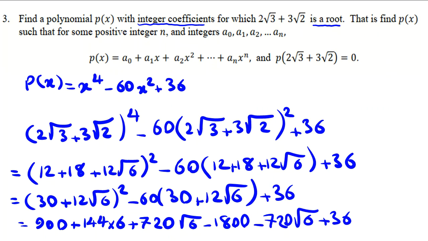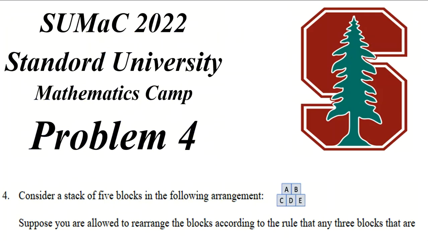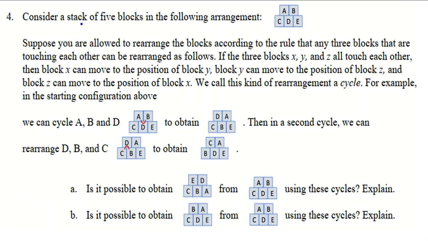Okay, let's go to problem number 4. Let me select this. It says: consider a stack of 5 blocks in the following arrangement: A, B, C, D, E. Suppose you are allowed to rearrange the blocks according to the rule that any 3 blocks that are touching each other can be rearranged as follows.